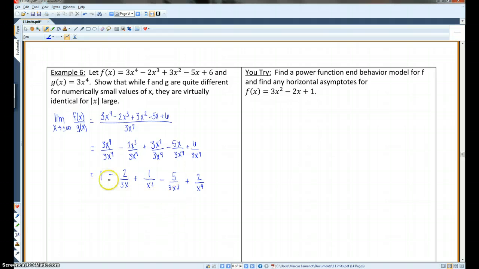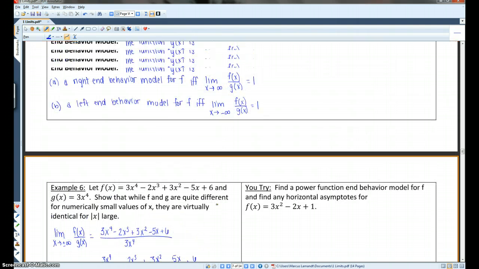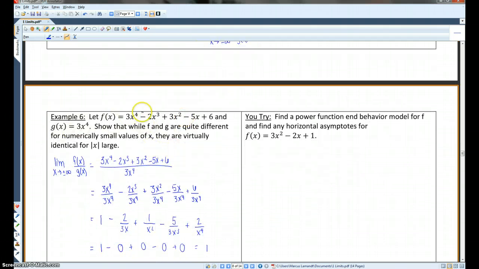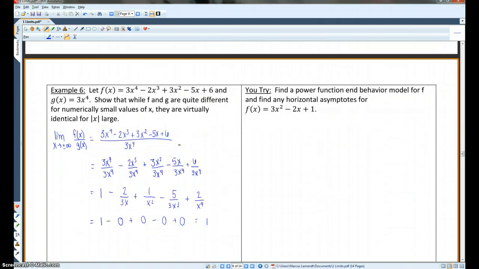Now, of course, 1 just stays as 1. These, as x gets really large, as it approaches infinity, each of these are going to go to 0. So this limit equals 1. And if the limit as it approaches infinity and negative infinity both equal 1, then the end behavior model, basically the end behavior of these two functions, are exactly the same. Okay?